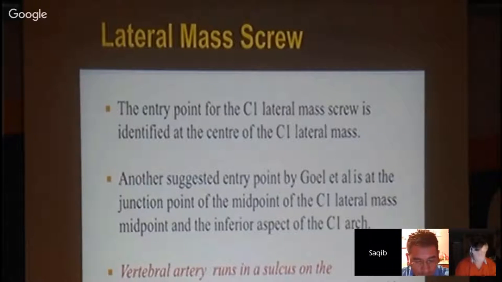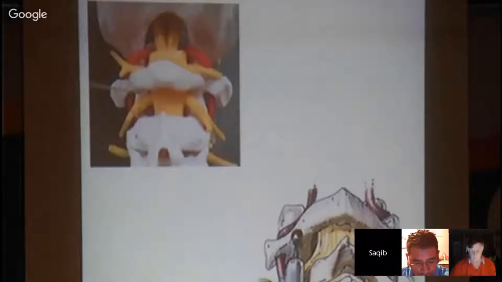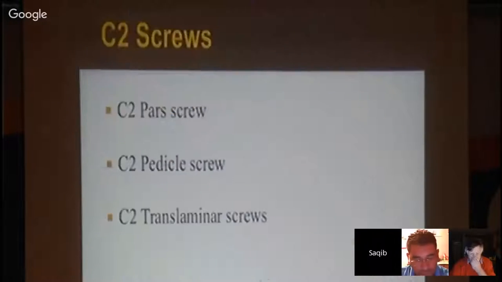The vertebral artery runs in a sulcus on the superior lateral aspect of the C1 arch, and care should be taken to avoid drilling in this area. It's the overhanging C1 that can cause problems. So you have to be careful. You need to look at that beforehand. This is what you need to look at and know exactly what you're doing. This is the drilling you're talking about, but we don't want the artery to be injured on the opposite side.